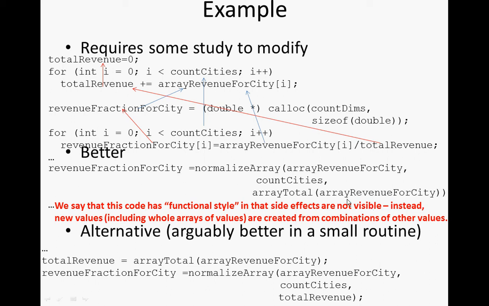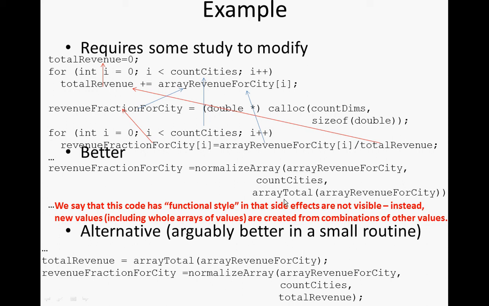We know that before we call normalize array, we have to call array total. And all the work that's being done up here gets done here. It's just a lot of it is hidden. It's hidden in normalize array, for example, or in array total, in ways that we don't have to look at them unless we have to.